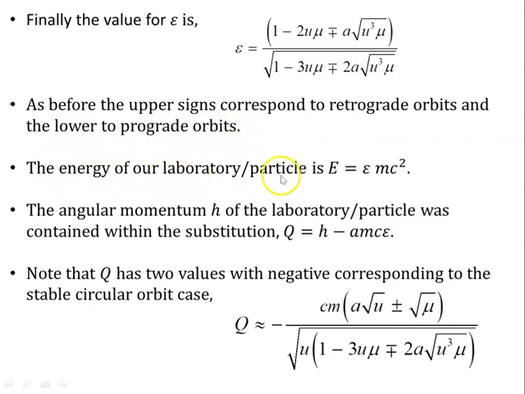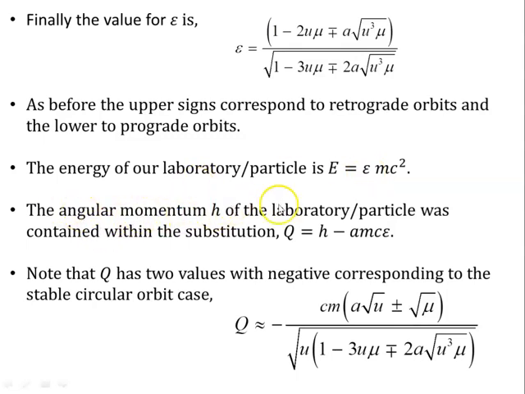The energy of our laboratory particle is E, and that's equal to the energy parameter times mc squared. mc squared is the total energy of the laboratory particle in its rest frame far from the source. And then epsilon is a parameter, whatever it is for that particular orbit.